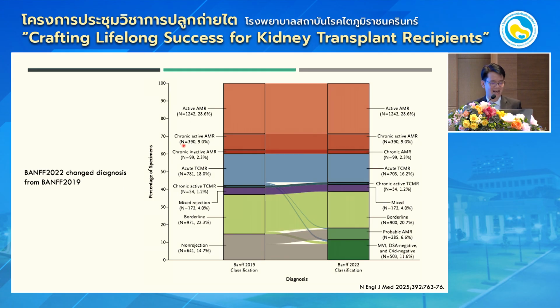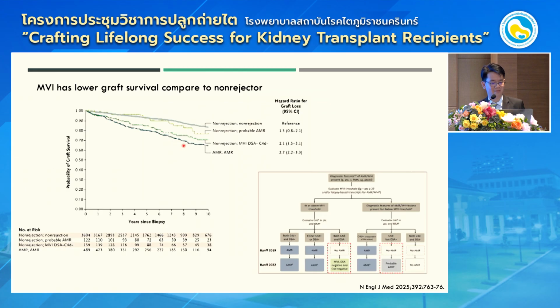drafted the BANFF guideline 2022 studied the new category, MVI with DSA negative. They looked at patients who had been diagnosed as non-rejection but changed to the dual diagnosis in 2022 as MVI DSA negative, and they found that even though these patients have no rejection, we have to know that none of the patients categorized in MVI were treated for rejection, and graft failure was much higher compared to those patients without any inflammation in the graft.